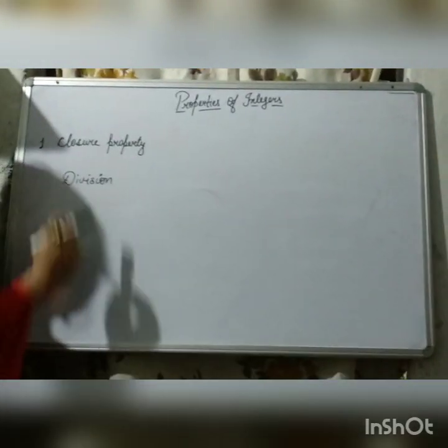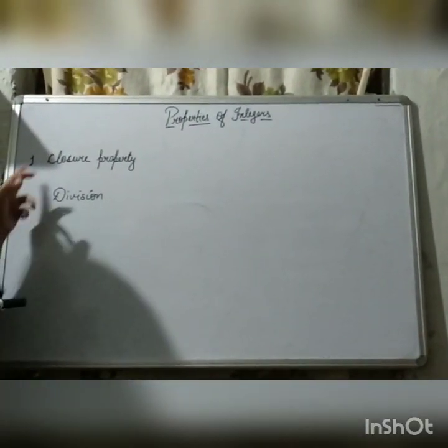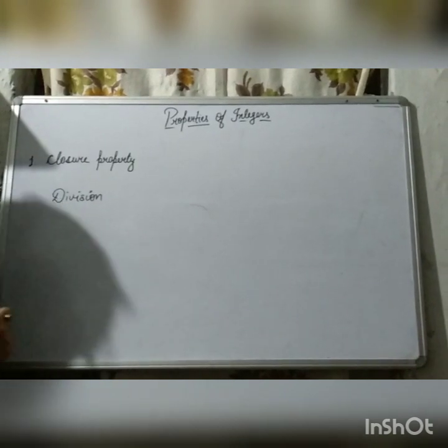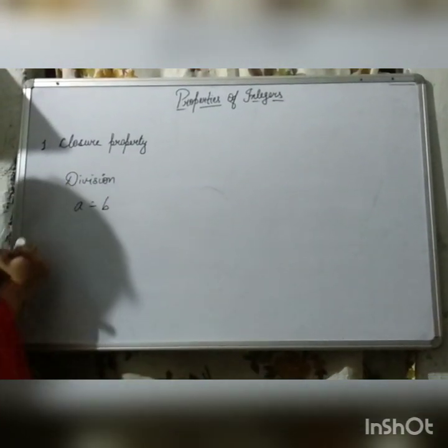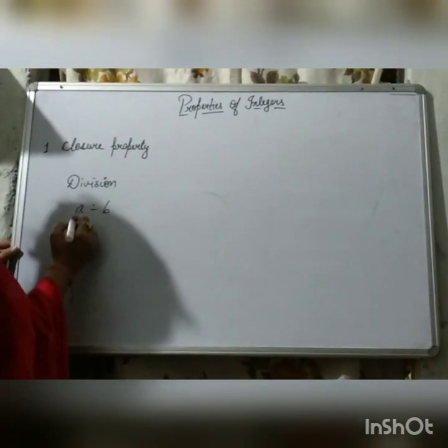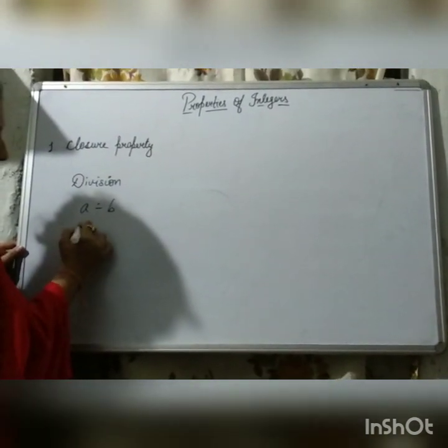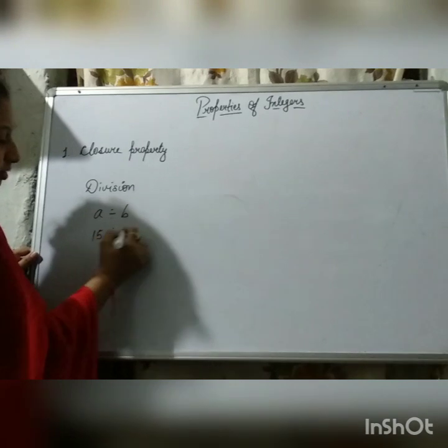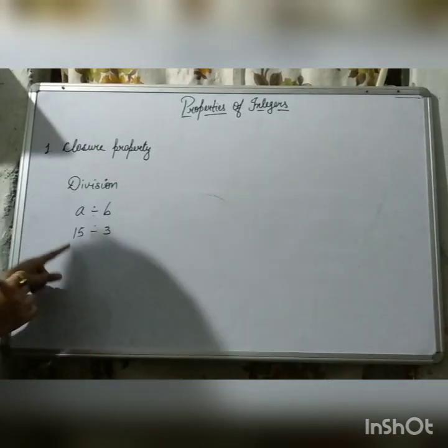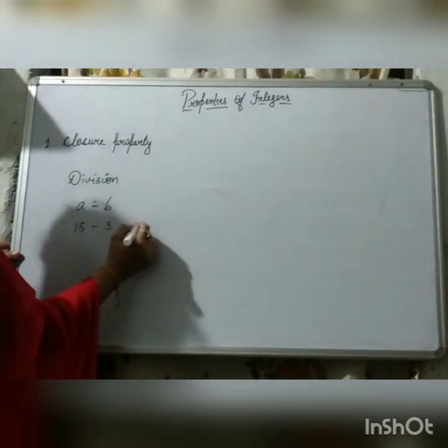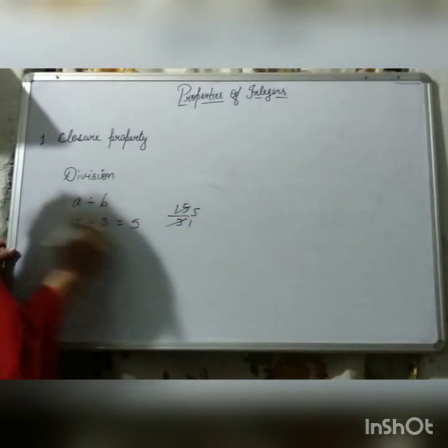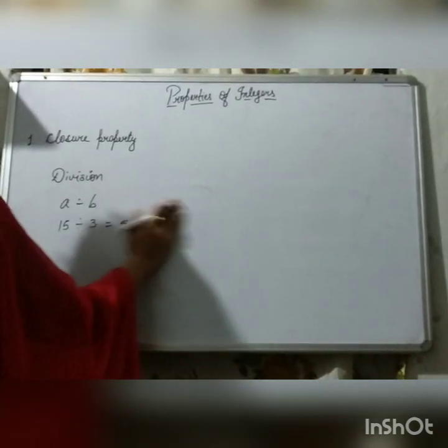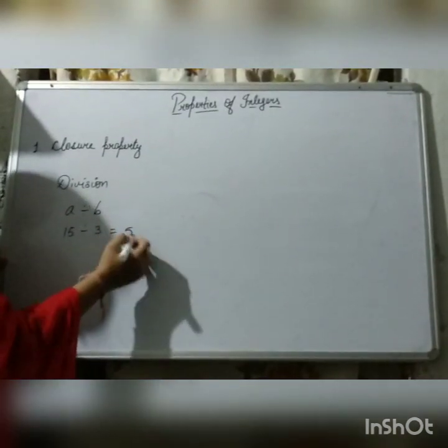Now come to division. I will check whether this property is applicable to division or not. Let a and b be integers. Now we will give values to a and b. Suppose a is 15 and b is 3. Now 15 divided by 3, what will be the answer? 5. If we divide 15 by 3, 5 is the answer. So 5 is an integer here.